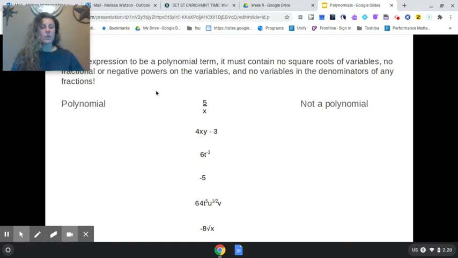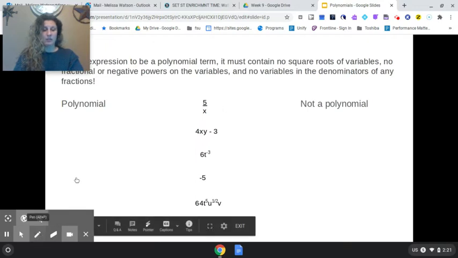Okay, so first of all, we need to make sure that we do not have any fractional or negative powers on variables. We also need to make sure that there's no variables in the denominator, and we can't have a square root of a variable. If we violate any of those conditions, then technically we do not have an algebraic term, and therefore it's not a polynomial. So looking at these examples, I just want to decide whether or not it is a polynomial expression.